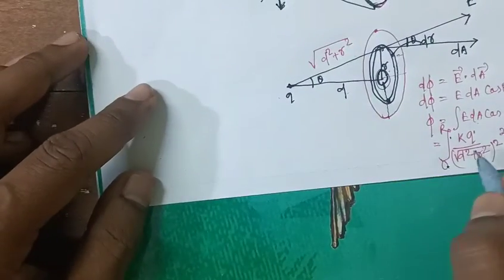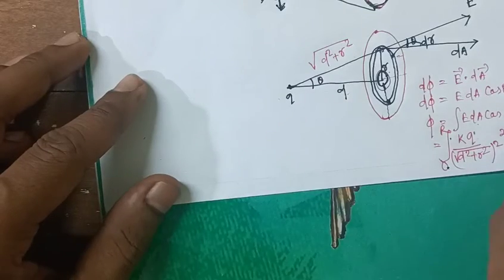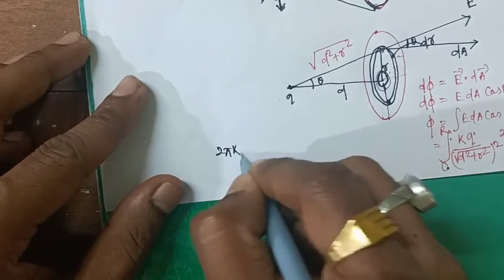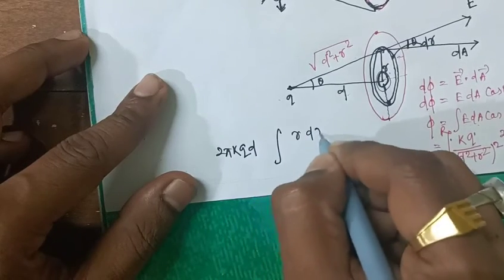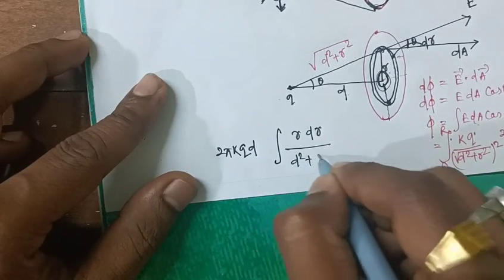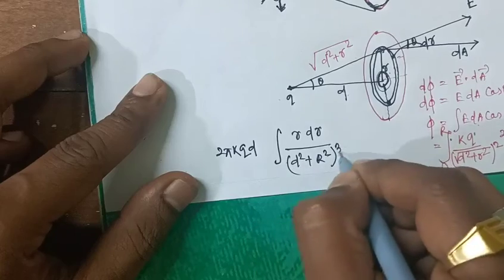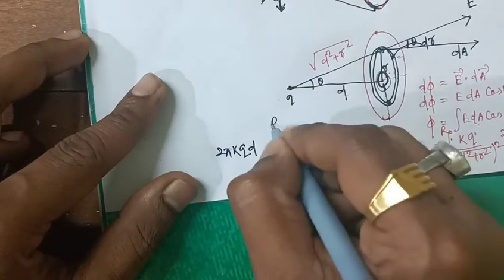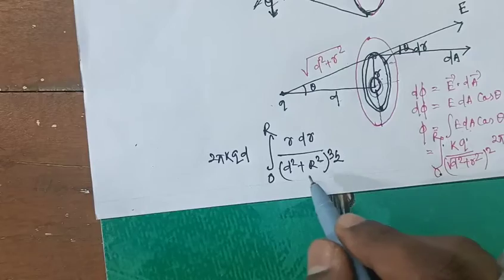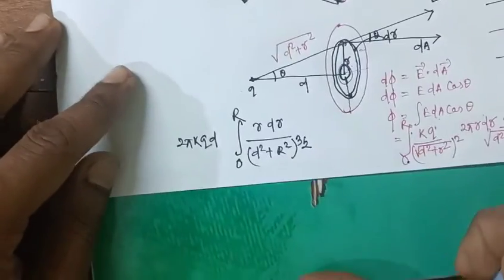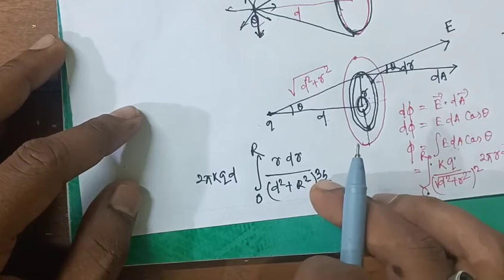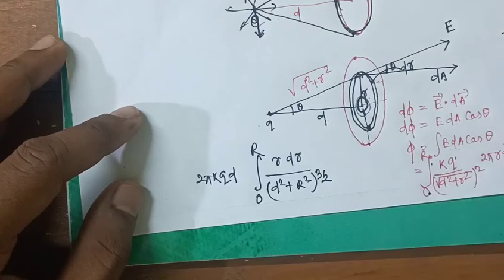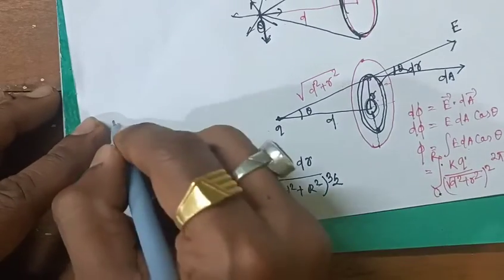So what are the expressions? You can think about it. This is 2 pi k q outside, d outside. This is nothing but r dr upon d square plus r square whole to the power 3 by 2, and this is from 0 to r. And if you solve this integration, I am leaving this integration to the viewers who have been watching here. If you solve these integrations, what will the result be? The result will come out like this.